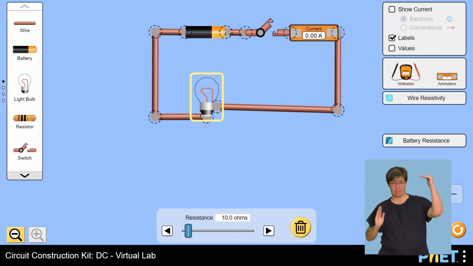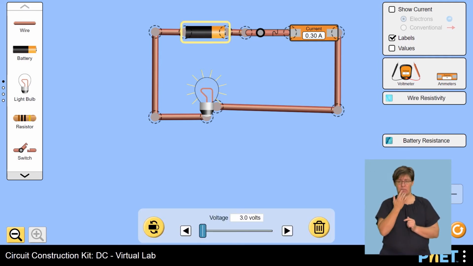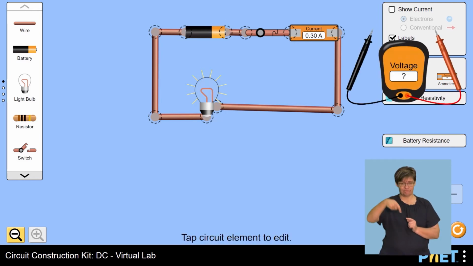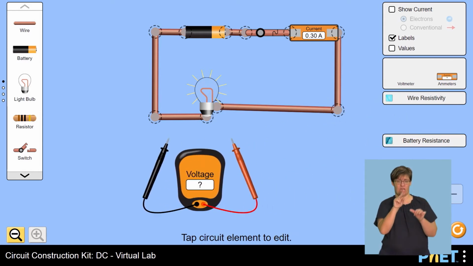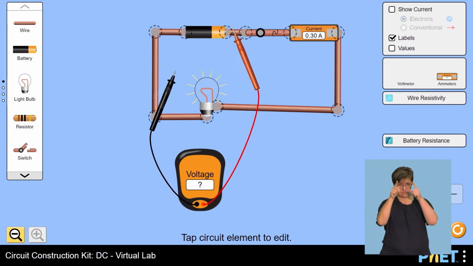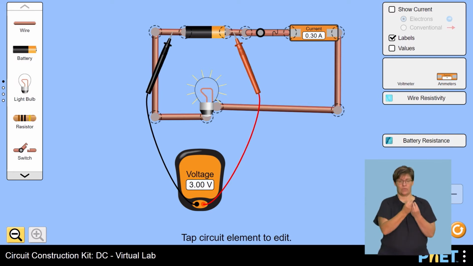So if we complete the circuit by closing the switch, there is a reading. So the voltage of the battery is 3 volts across the 10 ohm resistor. So if we were also to measure the voltage across the light bulb, it will actually give us 3 volts, which is the voltage across the source. So the terminal potential difference is equal to the EMF of the source. So the 3 volts goes with the current of what? 0.3 amperes.